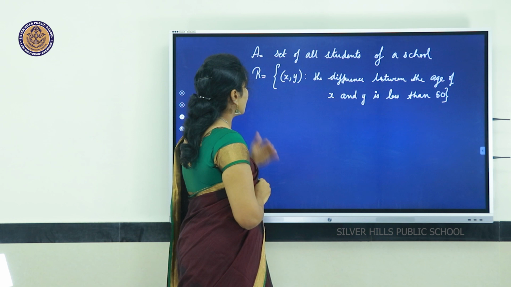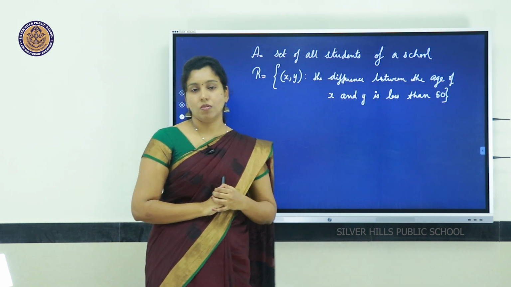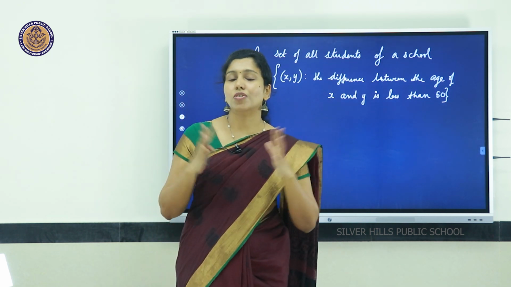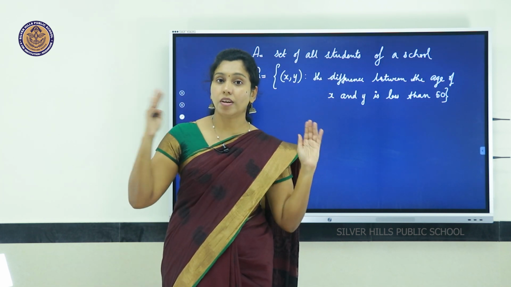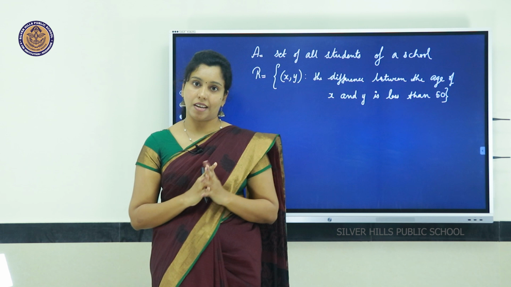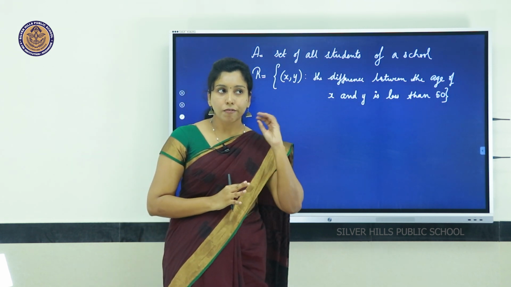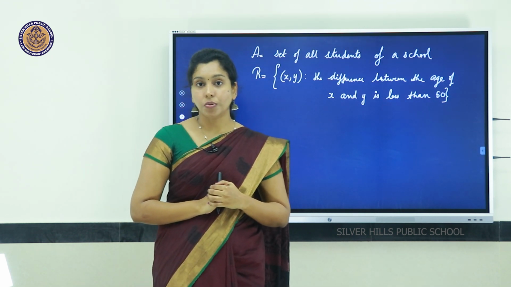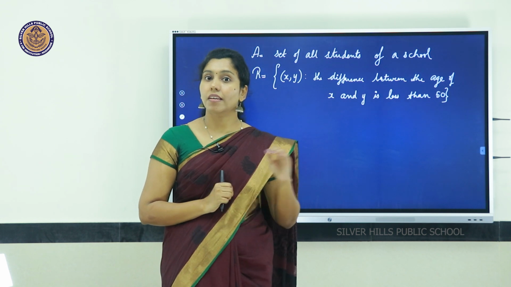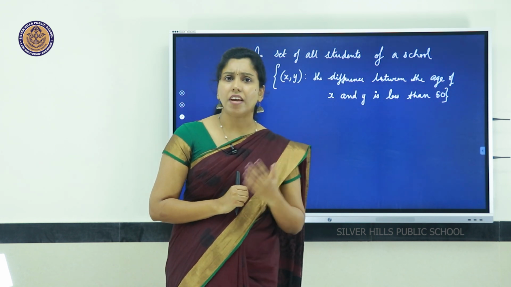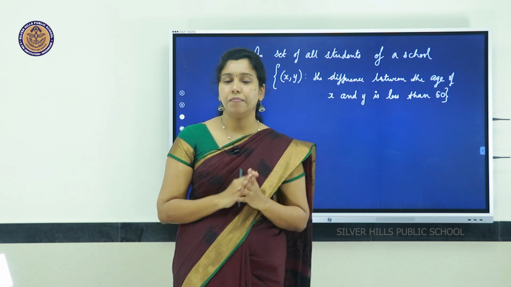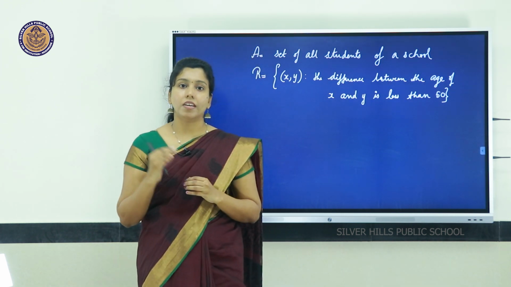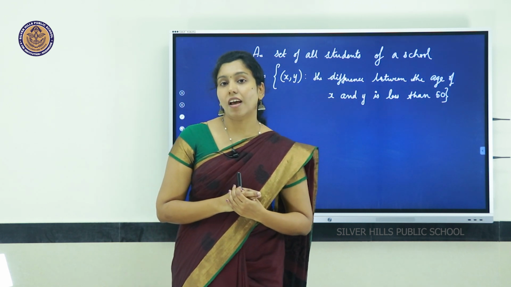So coming to our set of all students of a school, let us take this school, the set of all students of Silverville School. Here we have students right from KG to 12th standard. Now if I consider a student who is studying in KG, what will be the age of that child? Maybe 5, or 4, we will take 5. And then I am considering a student who is in class 12.